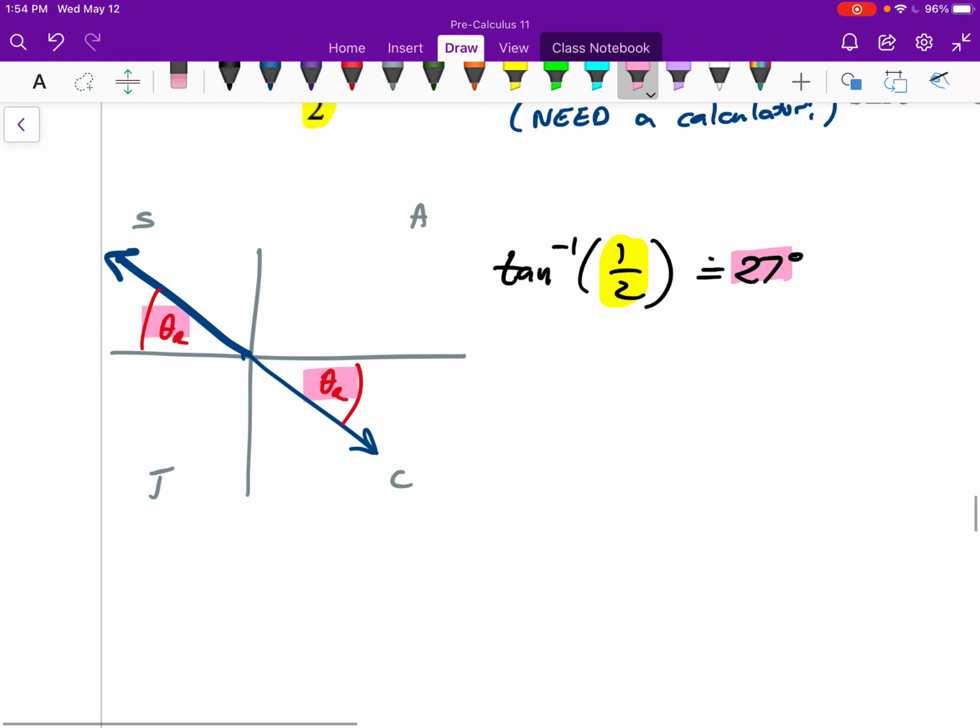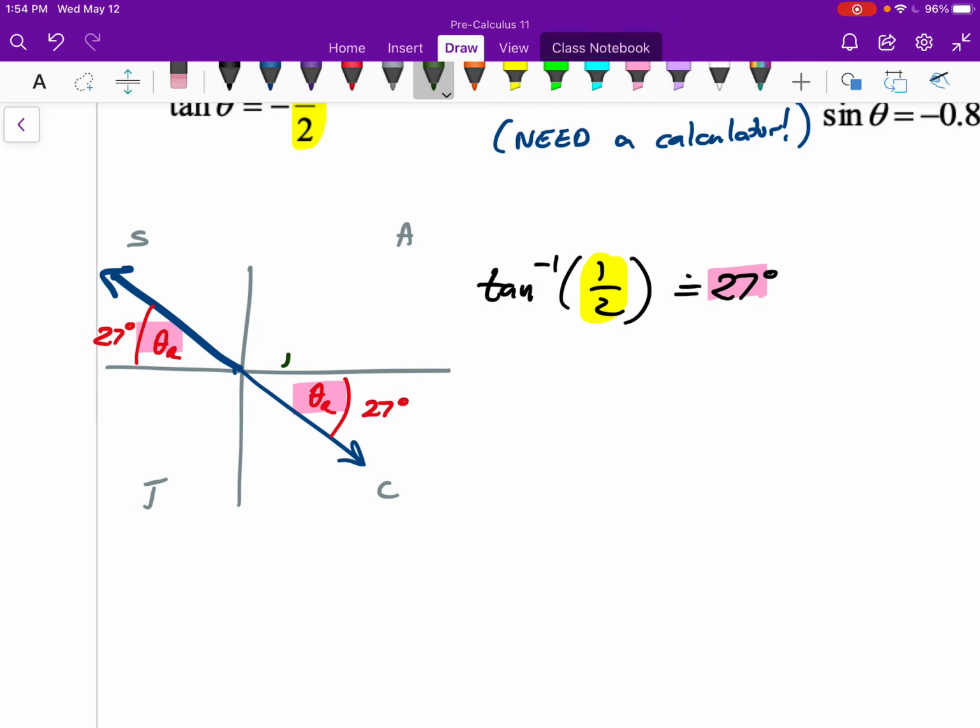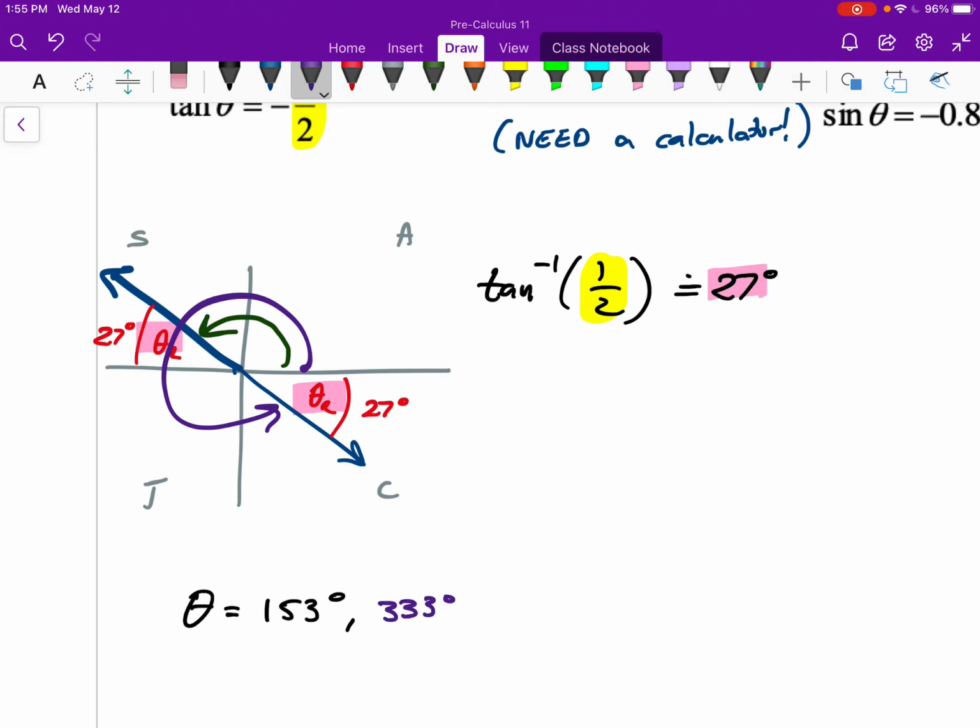And so now that I know my reference angle is 27 degrees, I know this is about 27 degrees, and I know this is about 27 degrees. And so now I know how to figure out this angle from here to here. That's going to be the same as 180 minus 27, which is 153 degrees. And this angle right here is going to be the same as 360 minus 27. It's almost all the way around. And 360 minus 27 is 333 degrees.